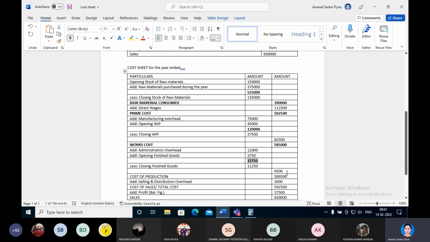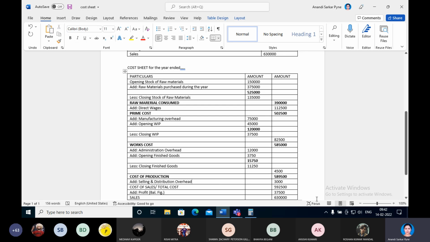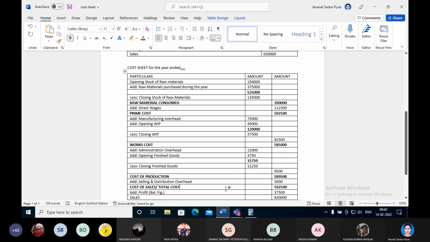Finally, when we are adding the works cost with the administrative overhead plus opening finished goods less closing finished goods, we get cost of production. Then with cost of production, we are adding selling and distribution overhead. What we are getting is cost of sales or the total cost. Now we have the sales figure. We do not have the profit figure. So we are deducting the total cost from the sales in order to derive the profit.